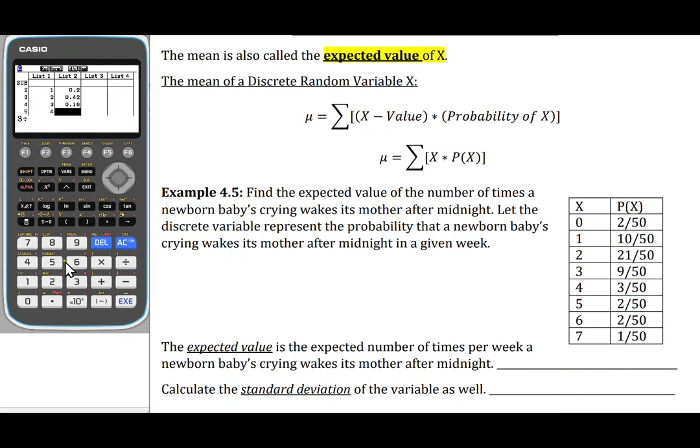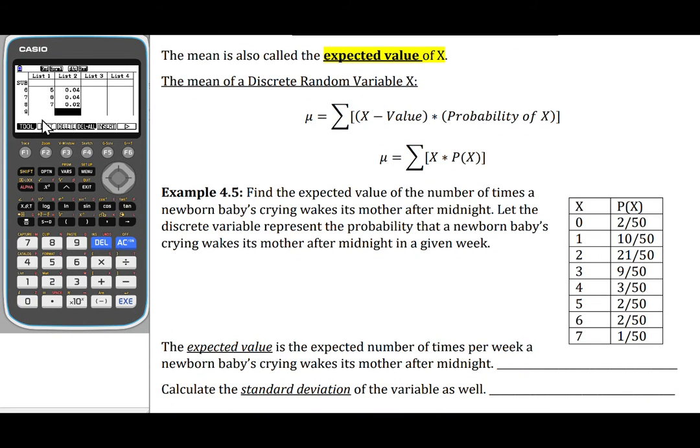I'm just making sure I didn't skip one here. And then 2 divided by 50, and then 2 divided by 50 again. And lastly, 7 is 1 divided by 50. All right, so now we've got them all entered into our lists.